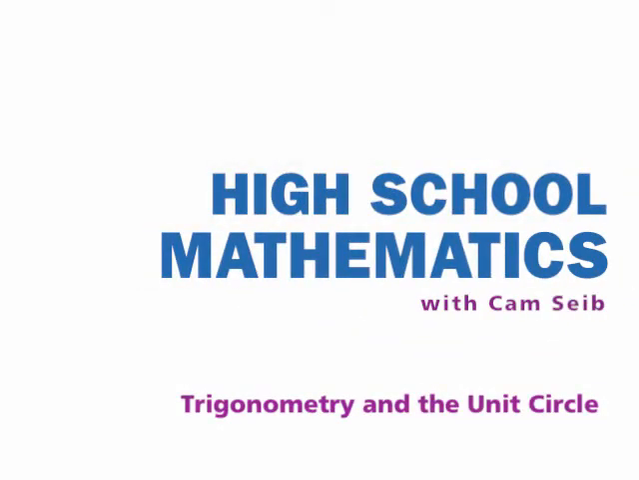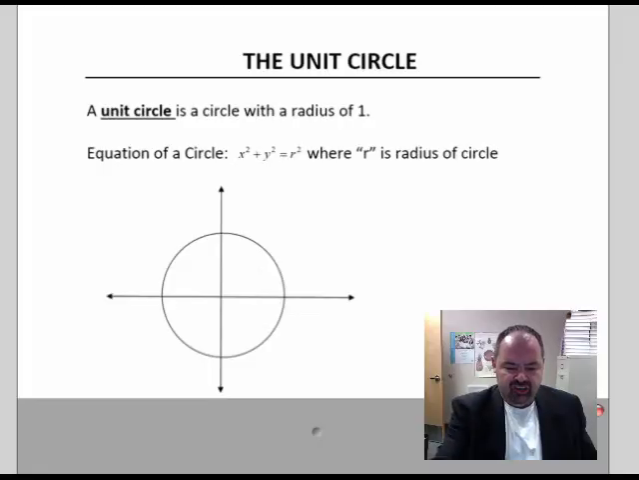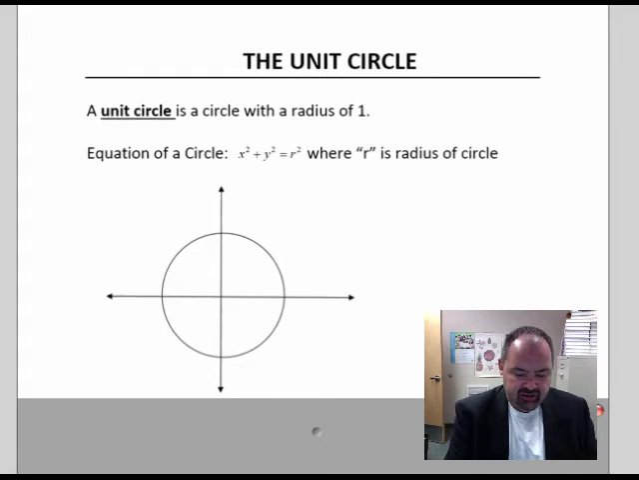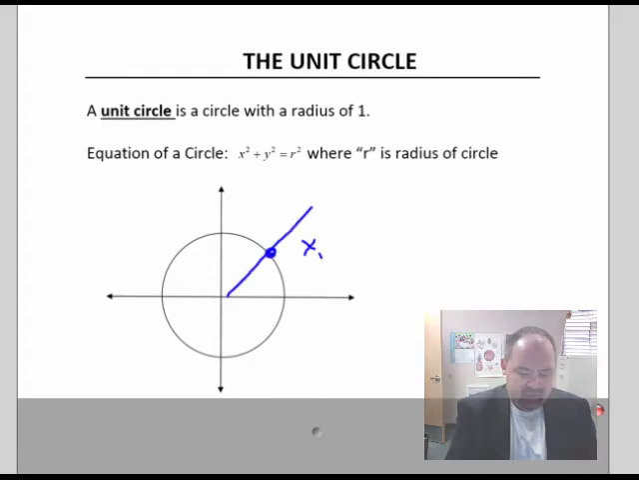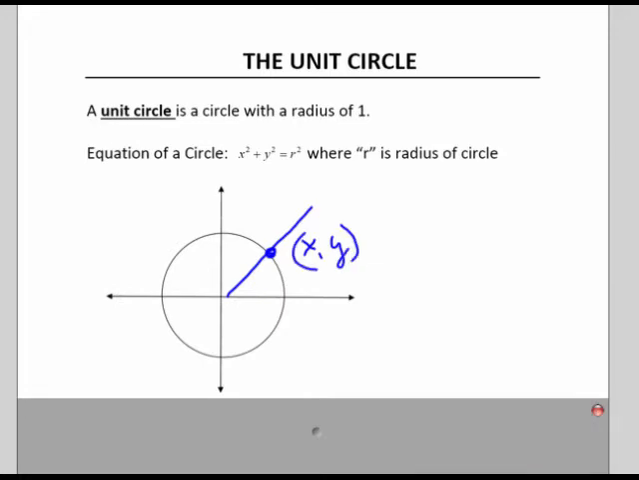Alright, moving along with trig, we want to talk today about the unit circle, which is just a circle with a radius of 1. And we know from our past study that the equation of a circle is x squared plus y squared equals radius squared. That's easily shown because if you take any point on a circle, x comma y, and you have a radius r, you can construct a triangle like so, where this is the x distance, this is the y distance, and this is r. And by Pythagoras, we get this relationship between x, y, and r. And so that's the equation of a circle.